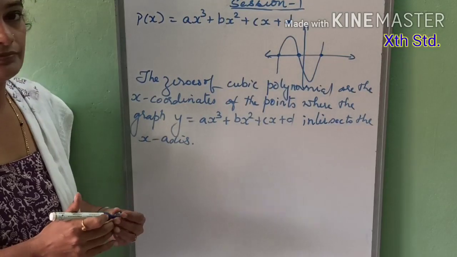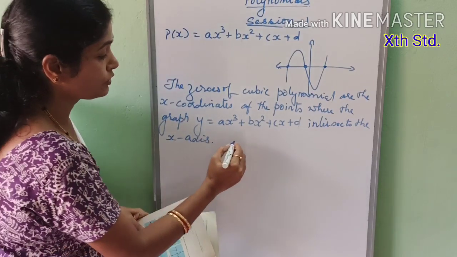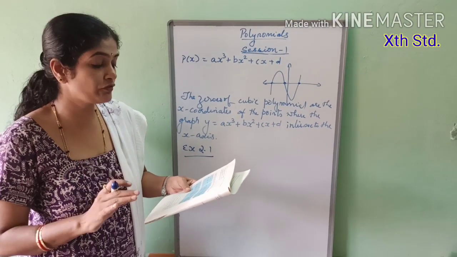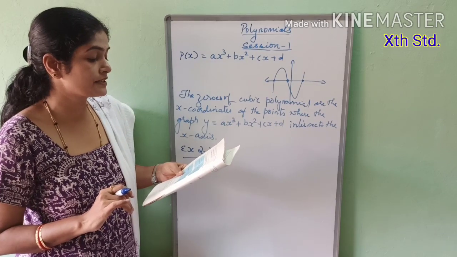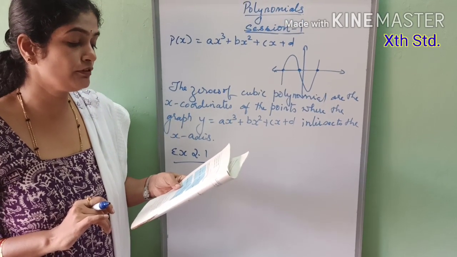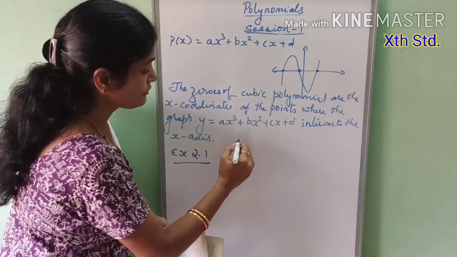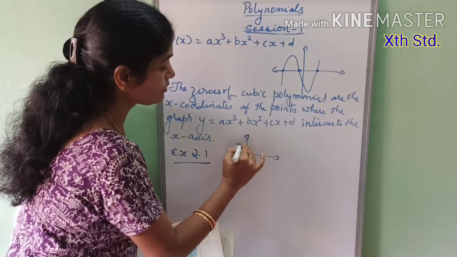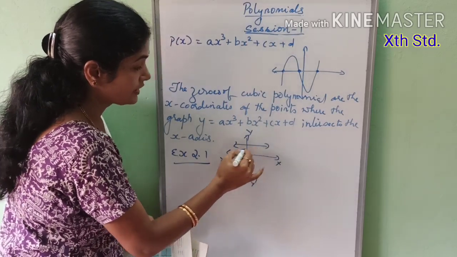Then moving on to the next one. Exercise 2.1. Just look at exercise 2.1, a very small exercise where they have given you the graphs and asked you to find out the number of zeros. The graphs of y equal to p of x are given in figure 2.10 below for some polynomials p of x. Find the number of zeros in each case. First one, this is the graph they have given to you. How many zeros are there? This is x, x dash, y, y dash. This line is a linear graph.